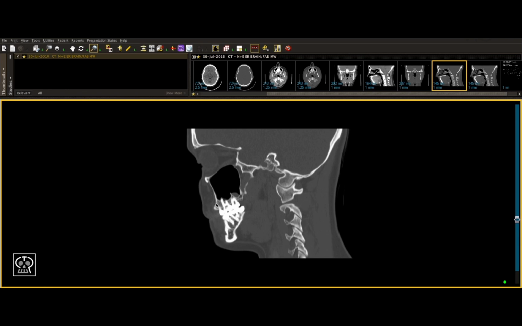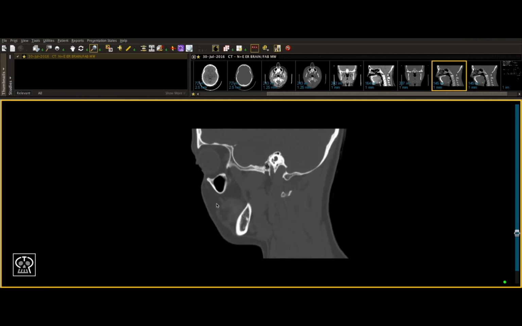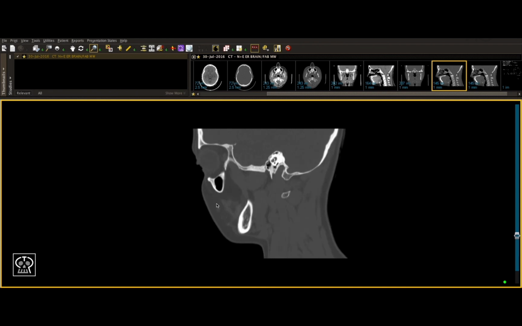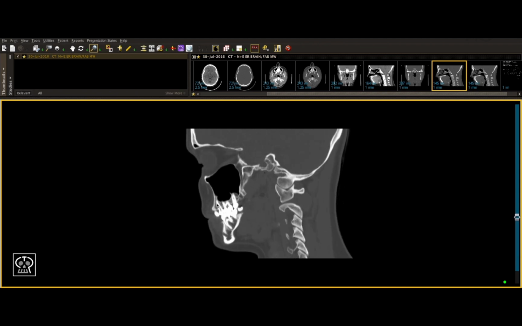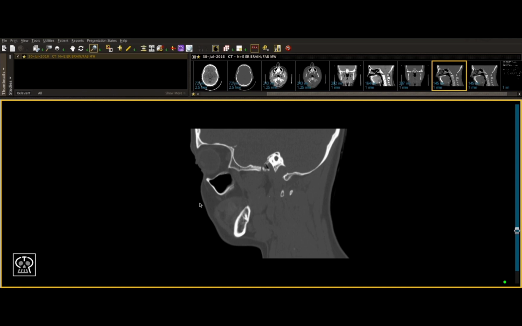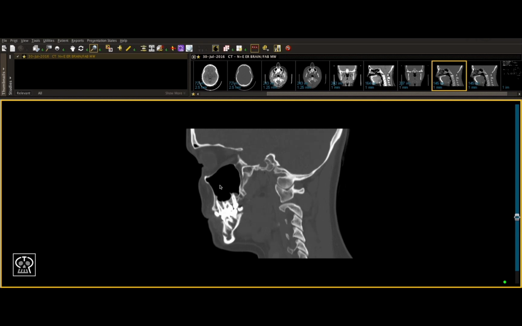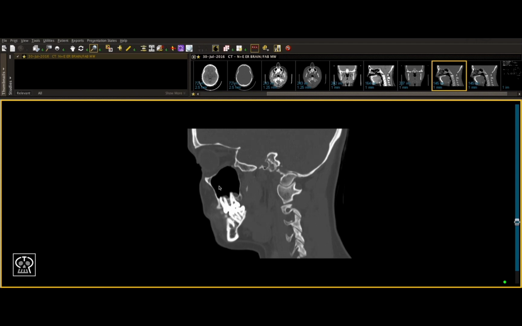Just remember you have to scroll through the entire scan on both sides to examine both sinuses and all the dentition. Finally, using the sagittal view, you're able to tell if fluid or a radiopaque substance that you see in the sinus is likely to be fluid such as blood, or maybe pathology such as a cyst.